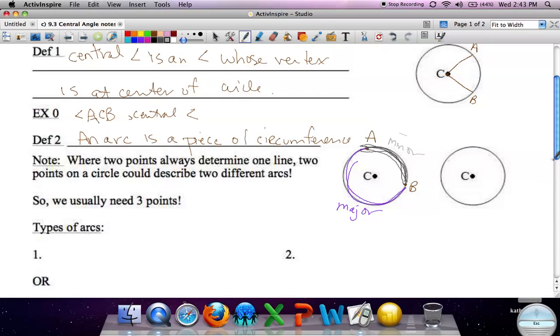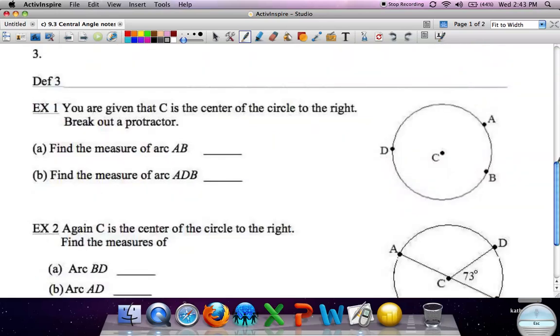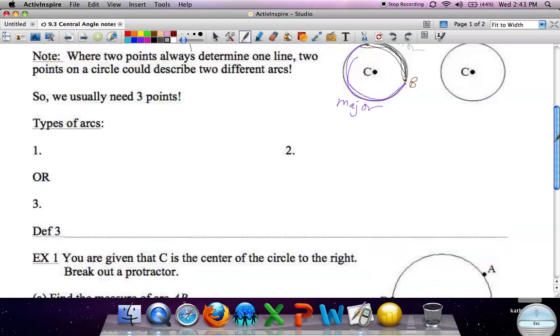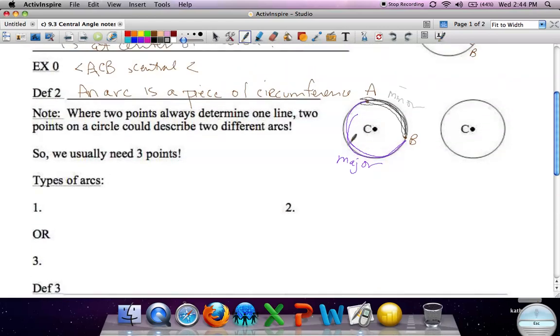So usually we need 3 points to define an arc. If I was to put point C over here, you would know ACB would refer to the major arc. And the minor arc would just be thought of as AB.